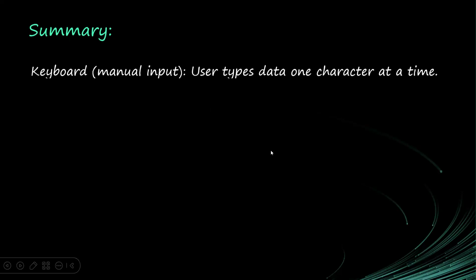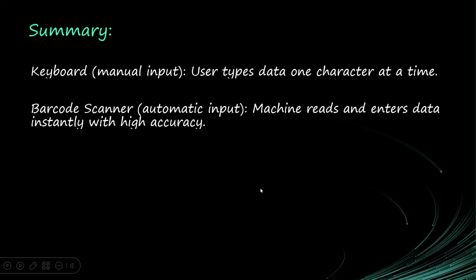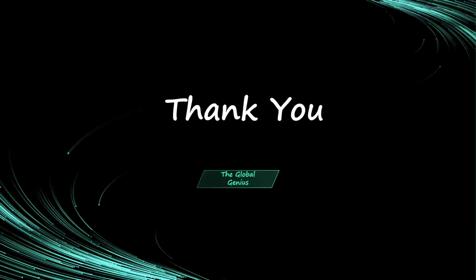So in summary, the keyboard, which is a manual input device, has the user type data one character at a time. For the barcode scanner, which is an automatic input device used in supermarkets, the machine reads and enters data instantly with high accuracy.